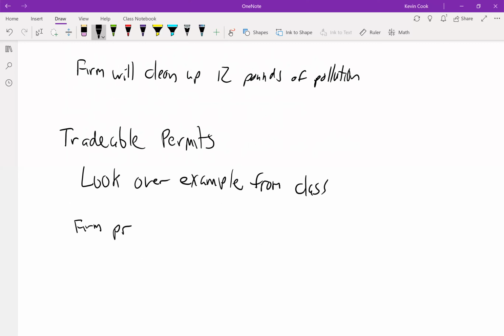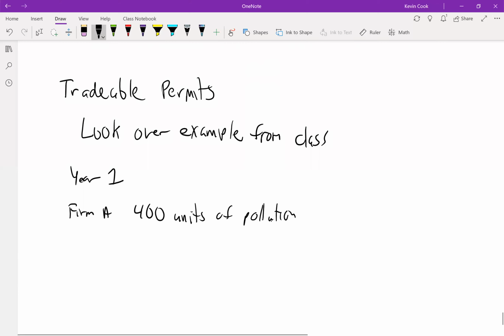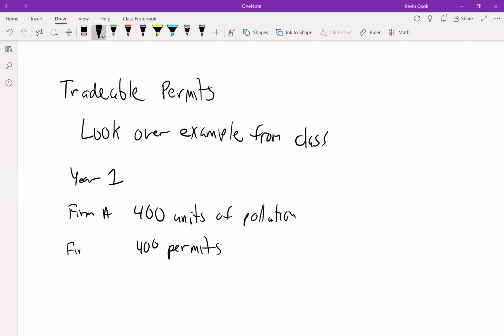So I have a problem here. You kind of got to look at it a little bit, but we're told that firm A, in say year one, has 400 tons of pollution, or 400 units of pollution, and they have 400 pollution permits. So we're given that.